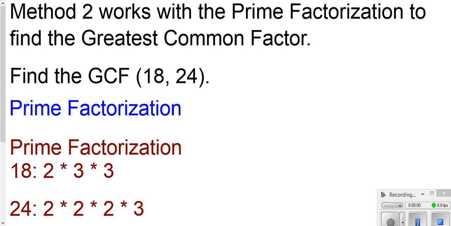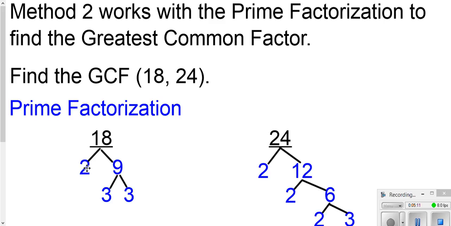So I'll write the prime factorization of 18, which is 2 times 3 times 3 from the previous screen. 24 is 2 times 2 times 2 times 3. And all I was doing was taking all the numbers at the ends of my branches. Not in the middle of my branches like the 9, but at the very ends.